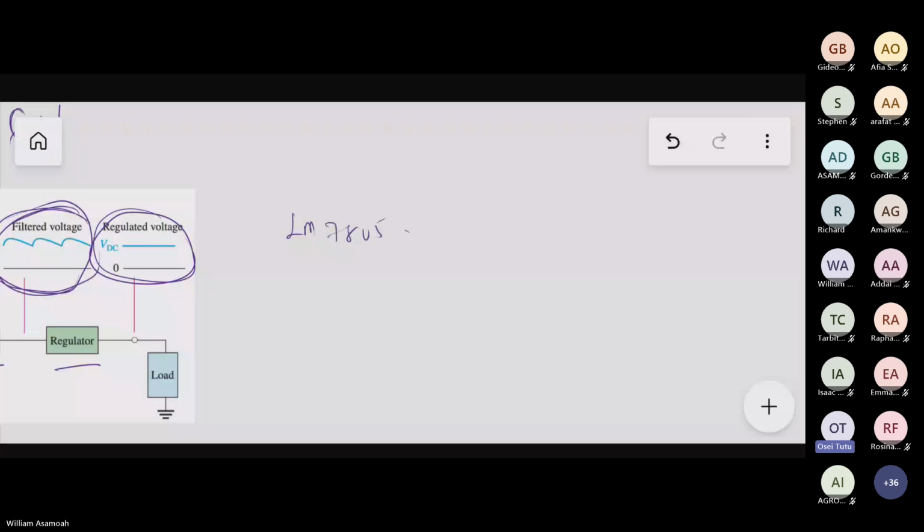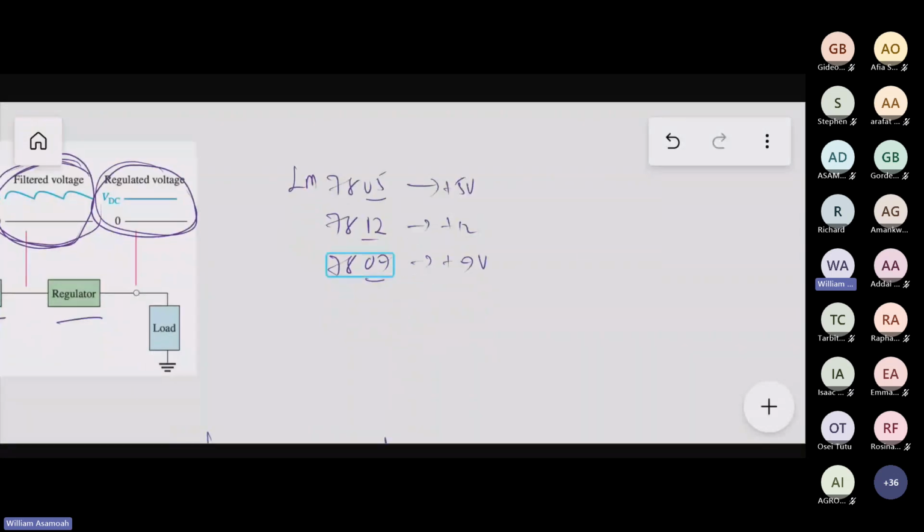LM7805 or the 7812 or the 7809. The 7805 will give you 5 volts. This one will give you 12 volts. This one will give you 9 volts. These are linear regulators that we use in the industry. In fact, as part of your kit, I'm ordering the 7805 for you.